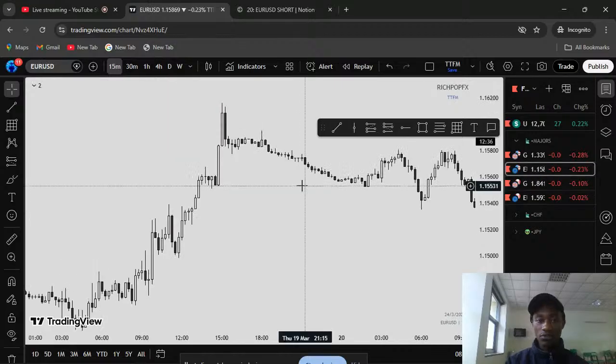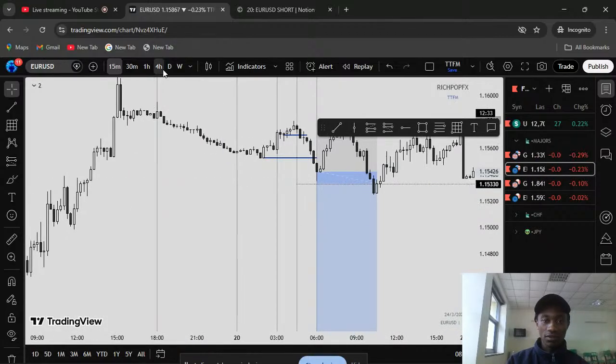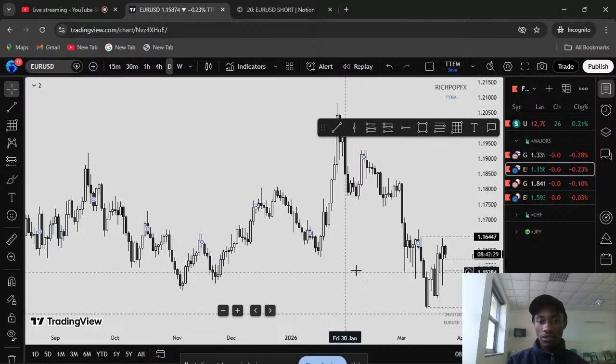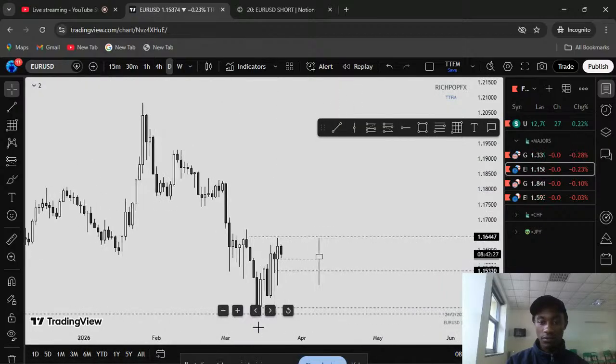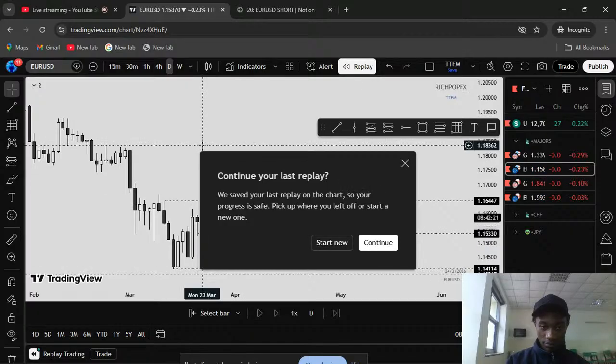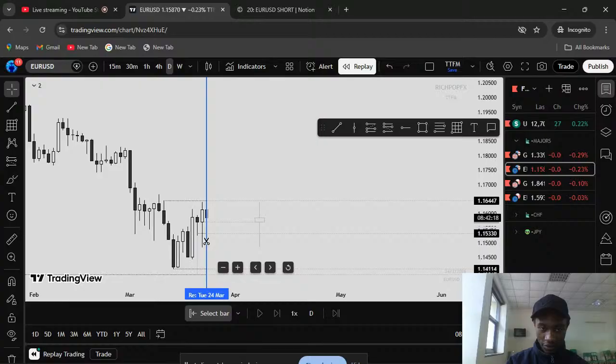Now I can talk about the Euro USD trade I took. Euro USD, Euro card, all of those assets move almost in the same way. So this is something we had. For me, I was bearish on these assets. This is something we had. Okay, I'm gonna be doing this super quick.